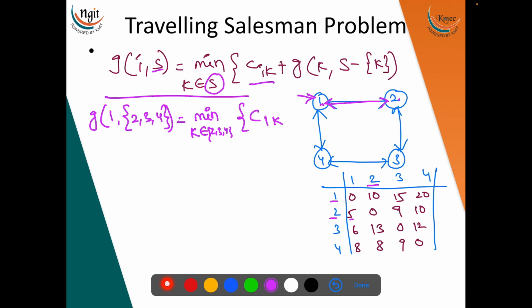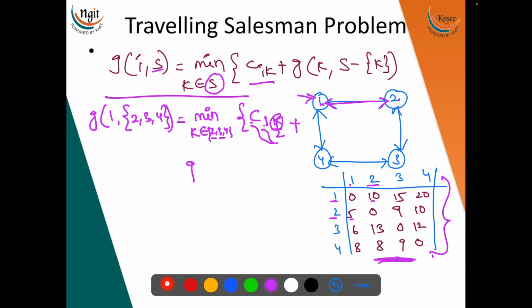That is C1K. So if you are taking K as the second vertex, your K value will be 2. If you take K as 3, your K value will be 3. So if it is 1, 2, for which 1, 2 are we asking? The cost from this graph, the cost from this adjacency matrix. If it is C12, you can take the C12 value as 10.